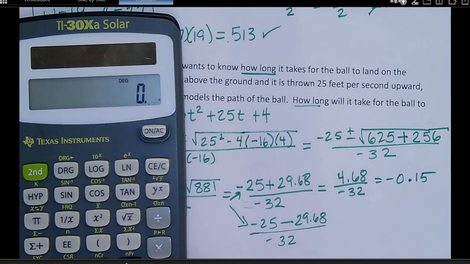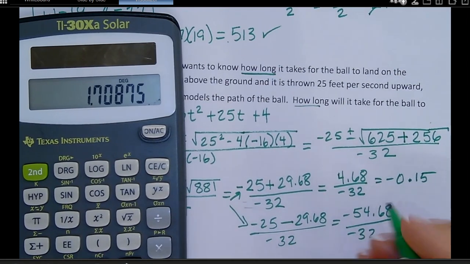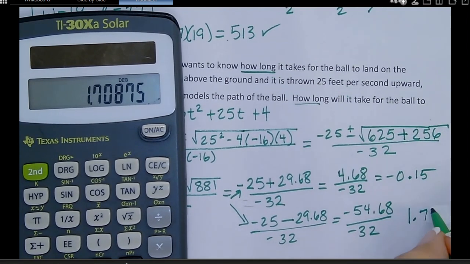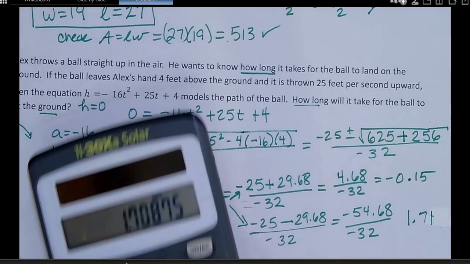My other option is I say negative 25 minus 29.68. So I get negative 54.68 over negative 32. And that gives me 1.709. So we are relying heavily on the calculator for these. Okay, that's 1.71 if I'm rounding to the nearest hundredth. So why don't I just round to the nearest hundredth here? Okay, we're going to say 1.71 because I'm rounding to the hundredth because I'm following instructions.